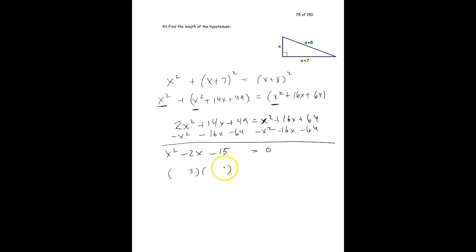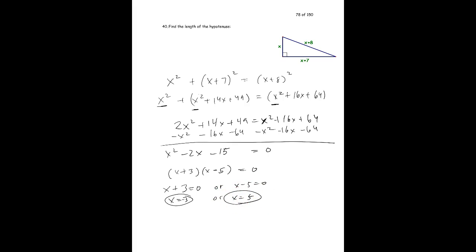So we know it's going to be a 3 and a 5, but they have to multiply to negative 15, so one will be negative, one will be positive. And since we want them to add to negative 2, we know that the 5 has to be negative, because negative 5 plus 3 will be negative 2. And then we solve for x. Two numbers that multiply to 0, one of them has to be 0. So x plus 3 equals 0, or x minus 5 equals 0. This means x equals negative 3, or x equals 5.